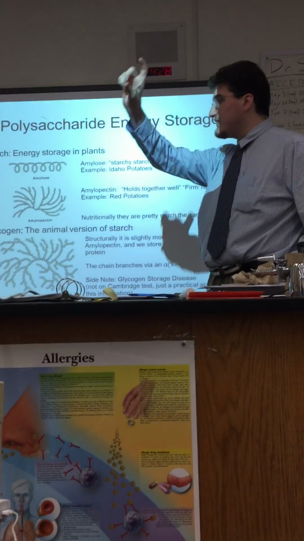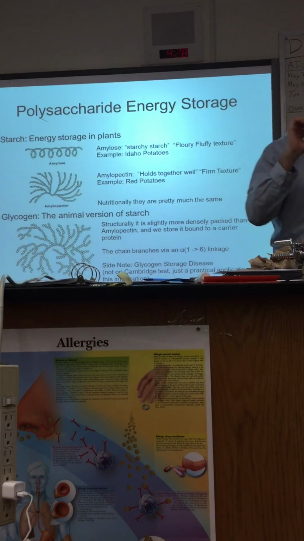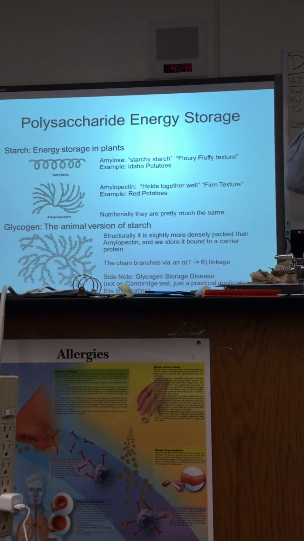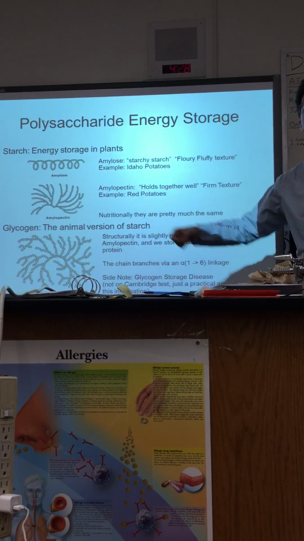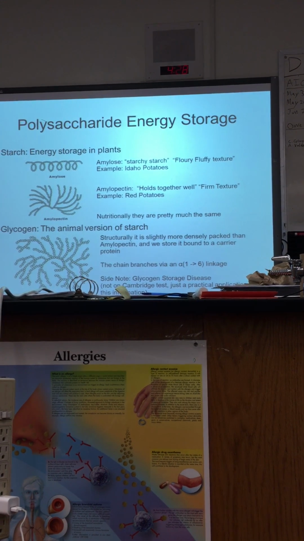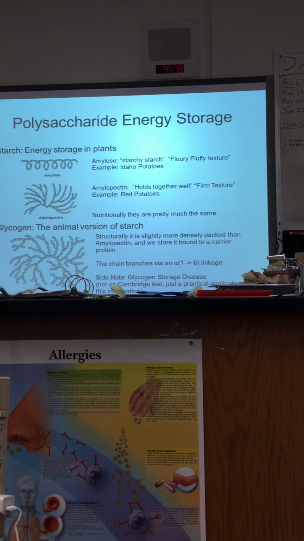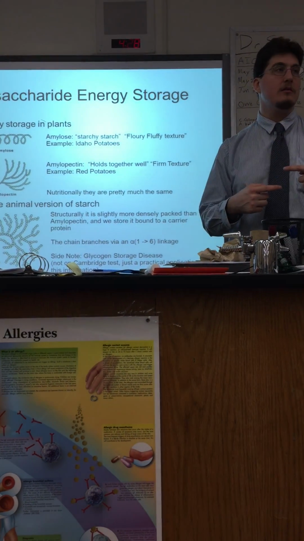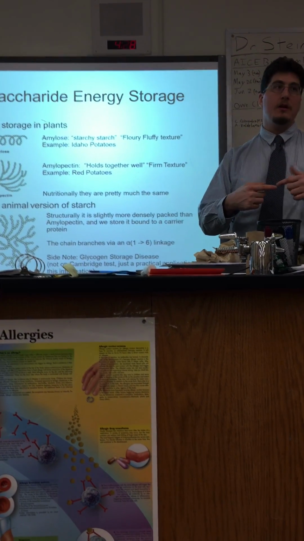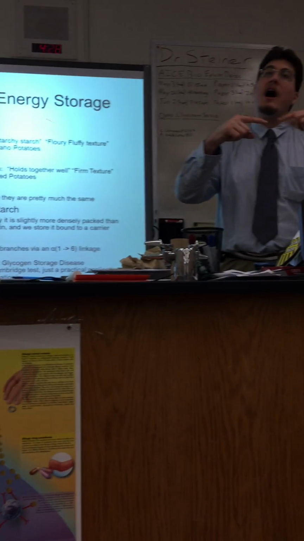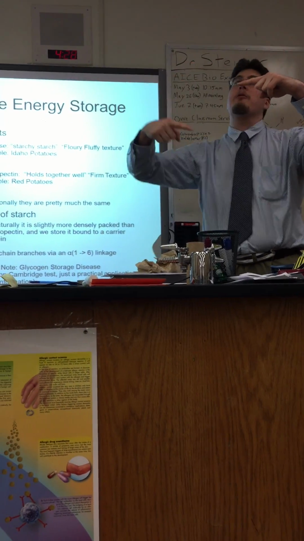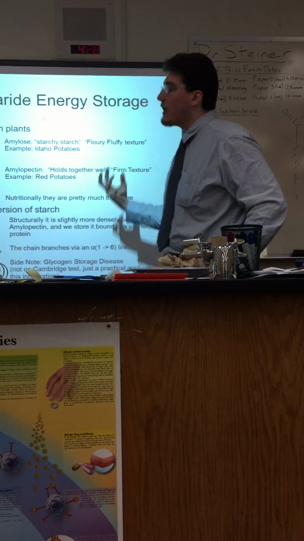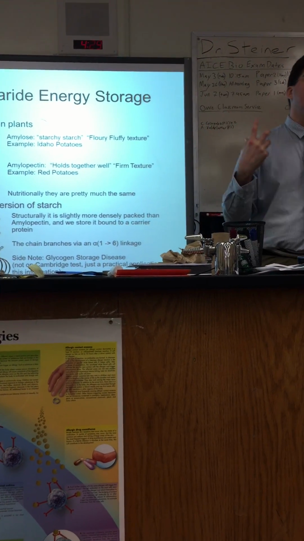Amylose is a single straight chain with no branches. It spirals because it is simply alpha, alpha, alpha, alpha, alpha monomers, just a straight chain of alpha monomers of glucose. And because of that hydroxyl group on the same side every time, it bends into a spiral. This is the starchy starch. This is the fluffy stuff.